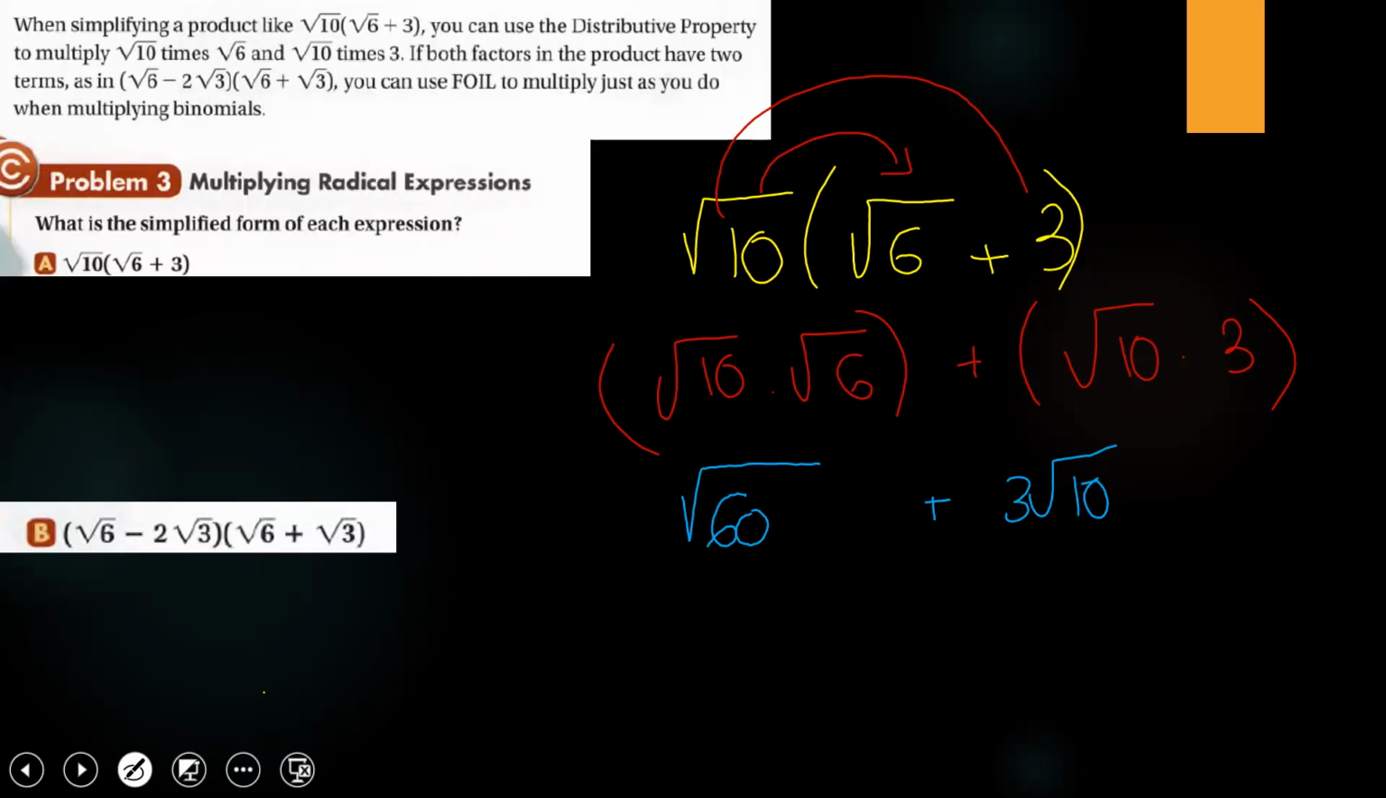After we distributed, the 3 square root of 10 is already simplified, but the 60 under the square root is not a prime number, and it's not a product of two prime numbers. It is a composite number. Since it is a composite number, as we said before, we have to simplify it.